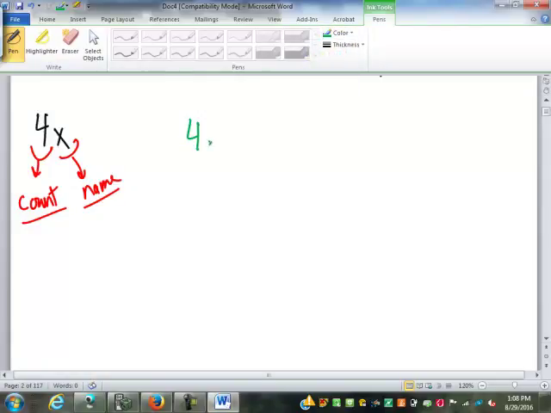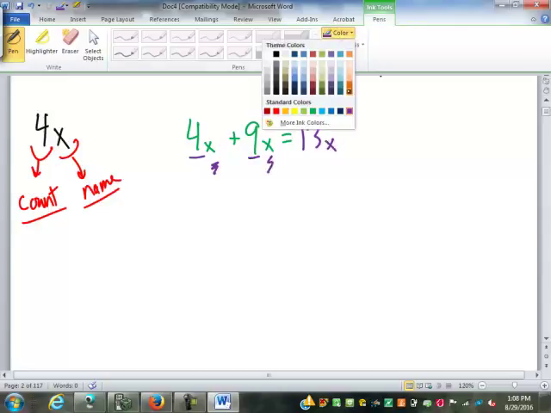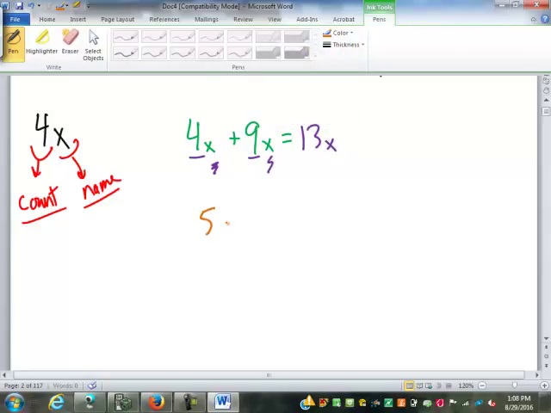If I have 4x plus 9x, I get, perfect. I combine the counts. 4 plus 9 is 13, and I keep the same name, x. If I had 5x plus 2y, what do I get?